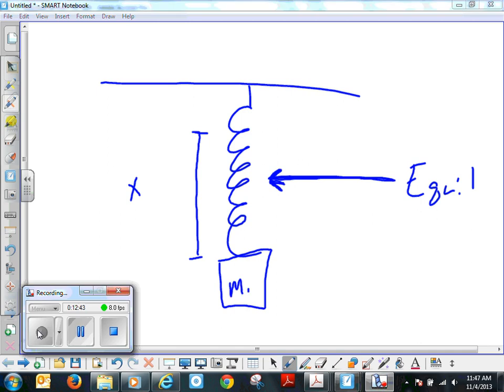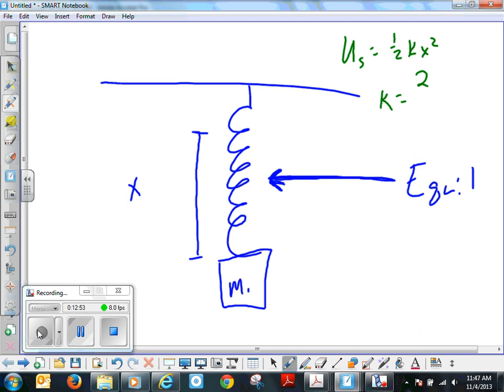Well, let's just look at it together here real quick. Potential energy of a spring is 1/2 kx squared. So the k then would be equal to 2 times the potential energy of a spring divided by x squared. Oops, the x is squared too.